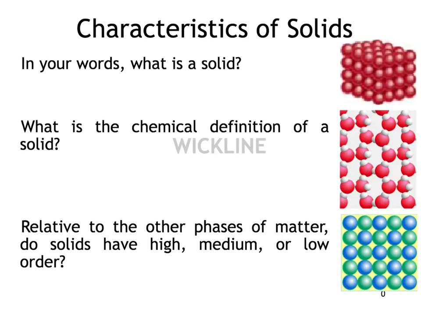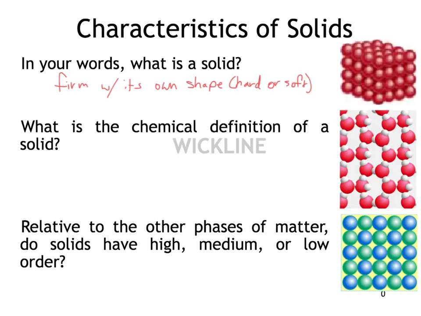So there are some characteristics of solids that you need to know. For instance, in your own words, what is a solid? Whatever you write down may be different than what I would write down, but I would say that a solid is firm, it has its own shape, and it could be considered both hard or soft. But the chemical definition of solids is a bit different.